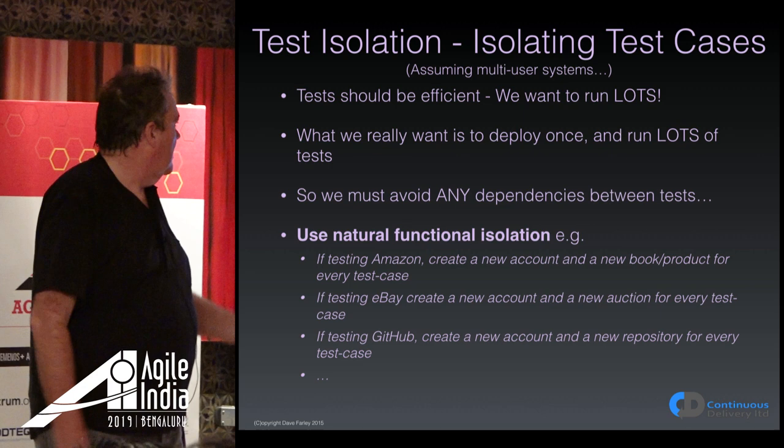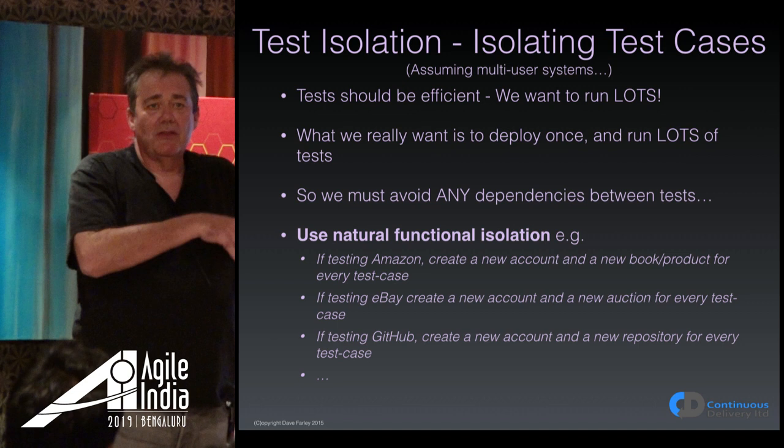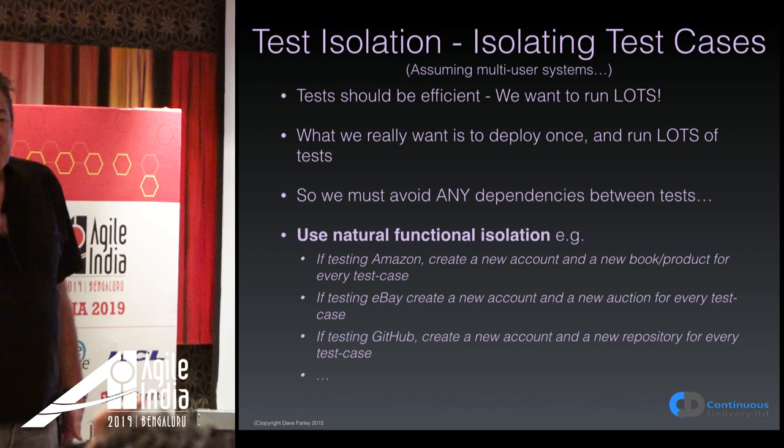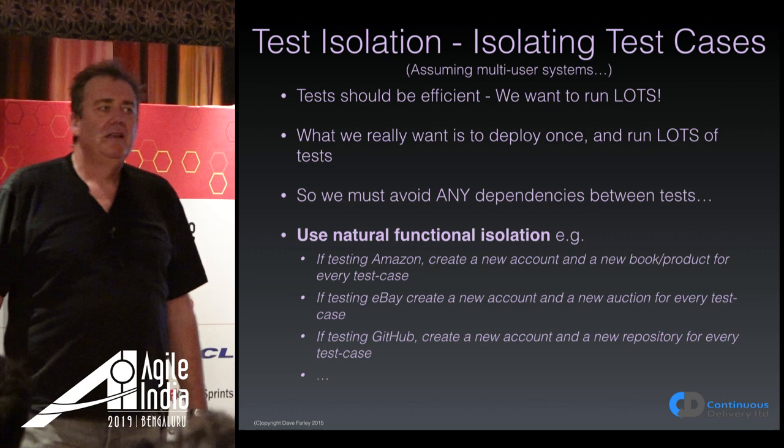So, test isolation. The next thing is we'd like to be able to run a test case in parallel with other test cases. And if we want to do that, we've got to make sure that the test cases don't leak data between them. And there's a simple way of doing this. So I've seen people do complicated things like try and hold open transactions in a database so they can roll back later and use fake databases and all.